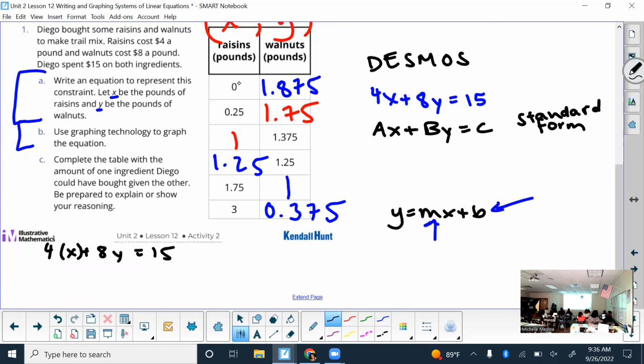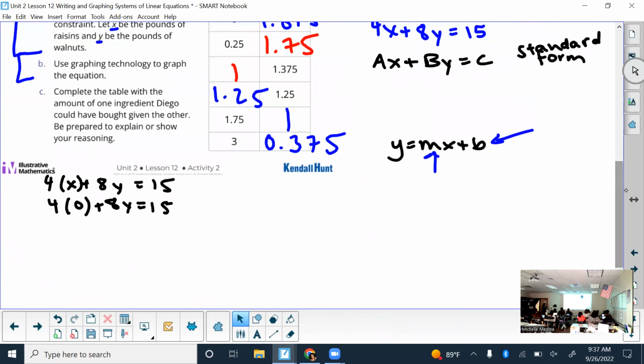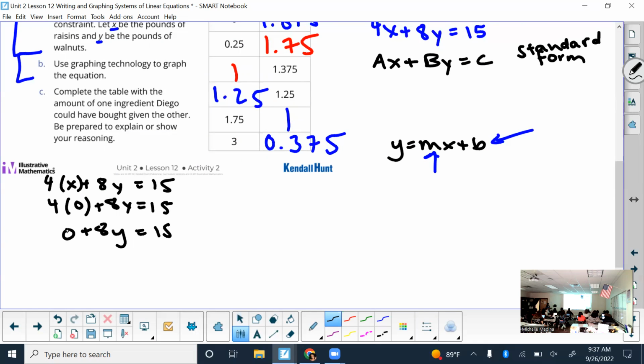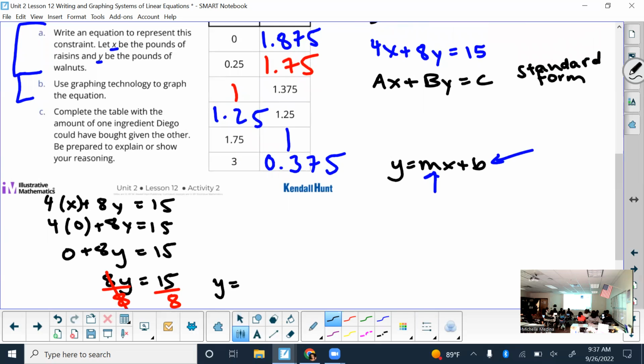So like, let's say I want to solve for when x is 0. Plug in a 0 for the x and solve for y. And see if you get the same thing as when we got it by graphing. What's 4 times 0? 0. What's 0 plus 8y? 8y. What's the opposite of multiplying by 8? So then do that on each side. And when I put 15 divided by 8 in my calculator, do I get the same thing I got up here on the table, 1.875?